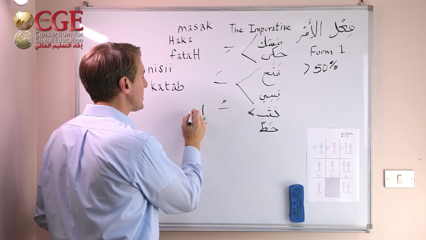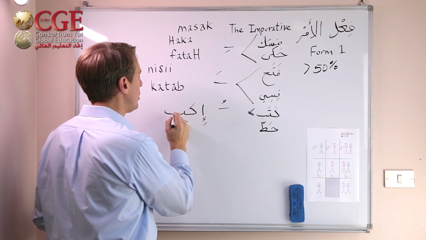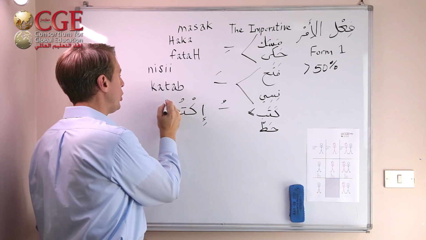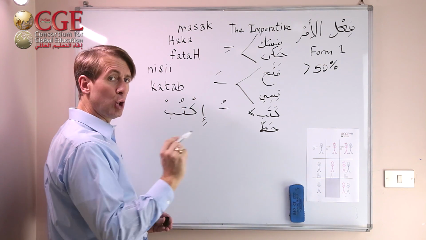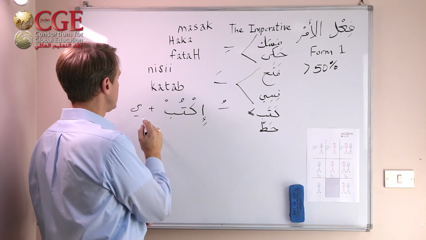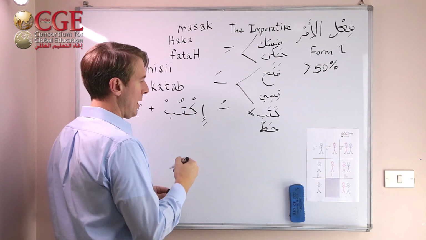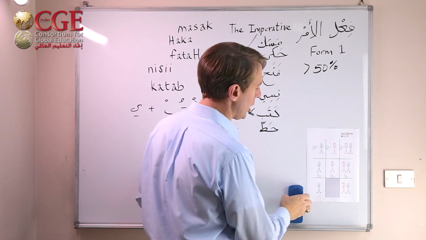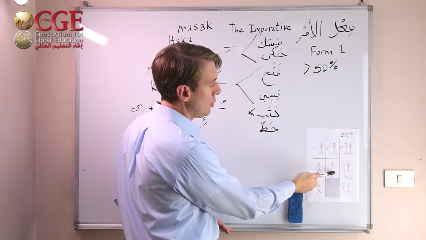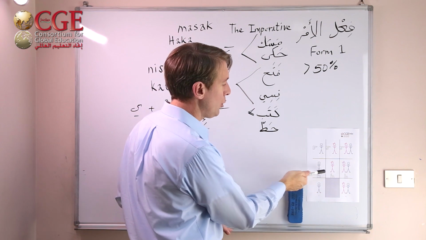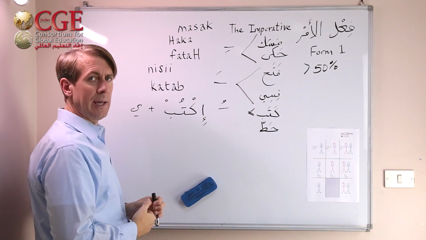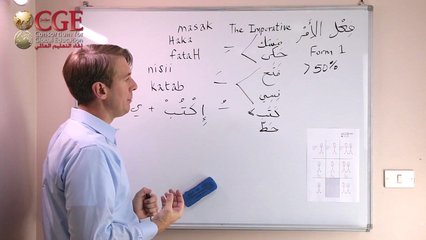So it's going to be like this. Uktub. For a guy, uktub. For a girl, of course, we add the ya. And plural, the wow and alif. So here we go. Uktub, uktubi, uktubu. All right, so that is with any verbs that will take the damme.